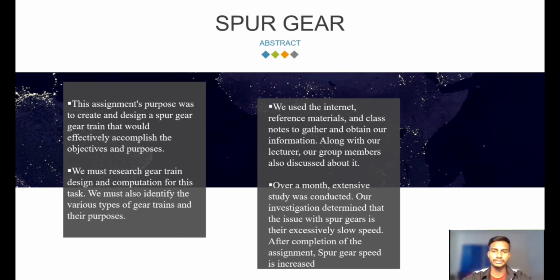I'm here today to present our group assignment's abstract. The purpose of this assignment was to create and design a spur gear train that would effectively accomplish the objectives of this task. We had to research gear train design and computation, and identify the various types of gear trains and their purposes, not only spur gear but all the other gears. We used the internet, reference material, and class notes to gather our information.